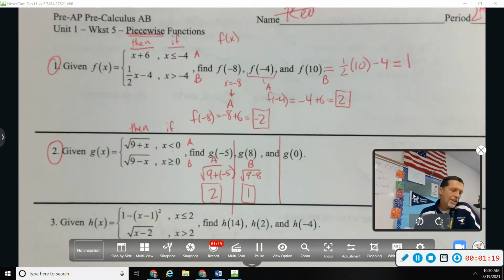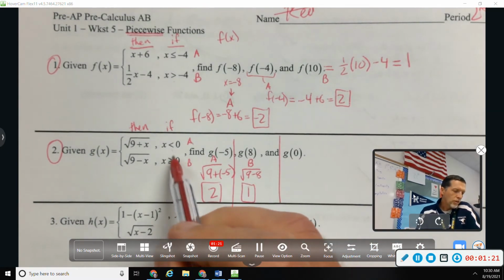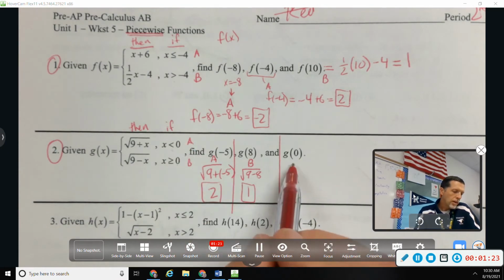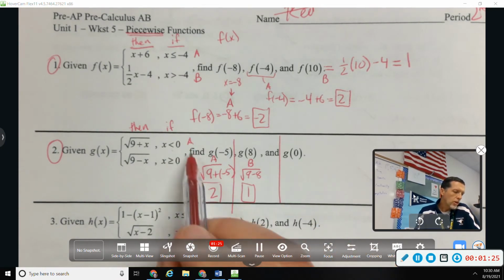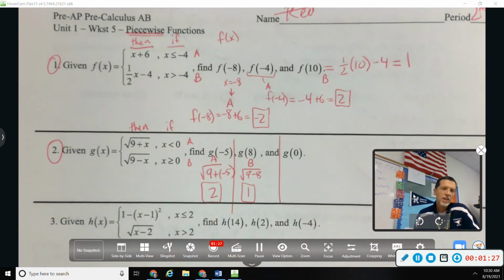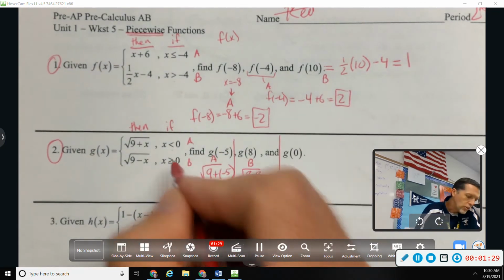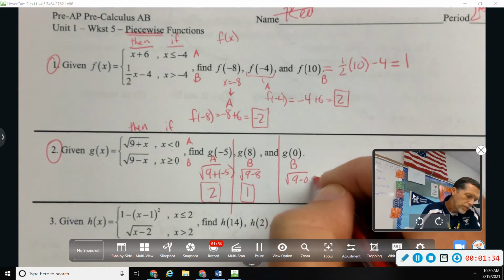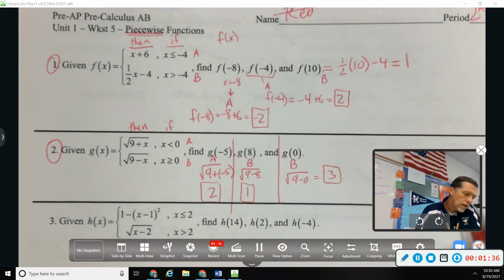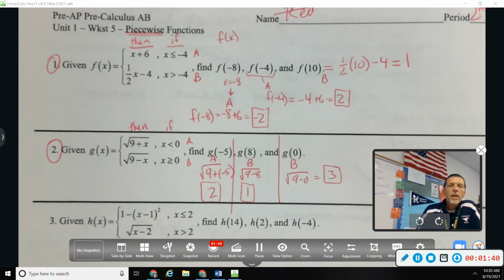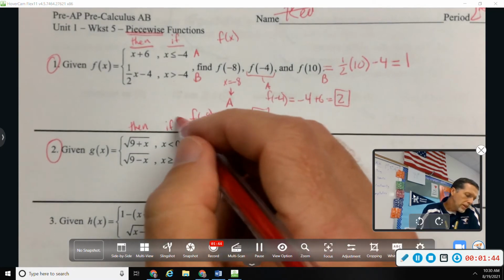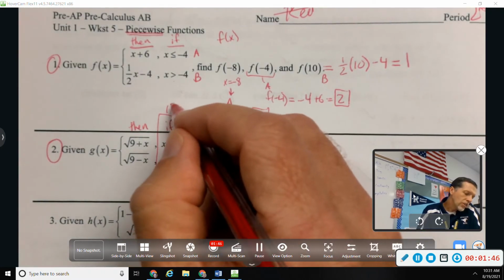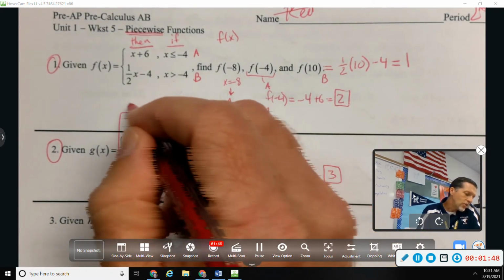And then lastly, 0 is sort of the switchover point from A to B. But for g of 0, am I going to use branch A or branch B? B, because it includes the equal sign there. So, evaluating piecewise, not really a big deal. Please use the if first, and then use the then.